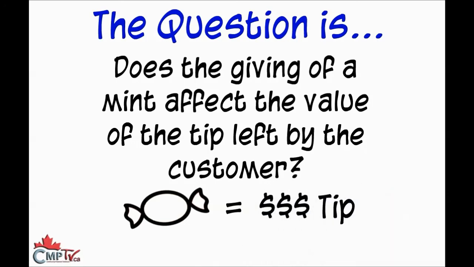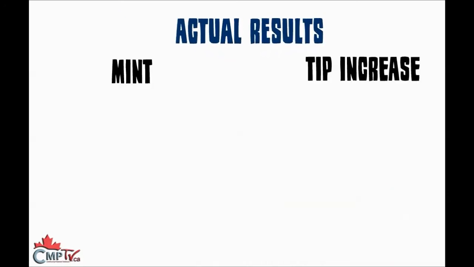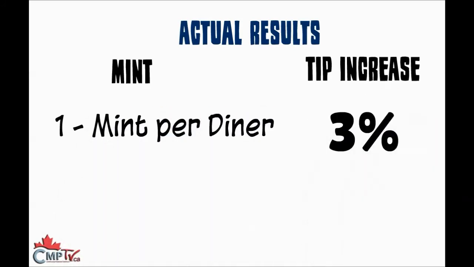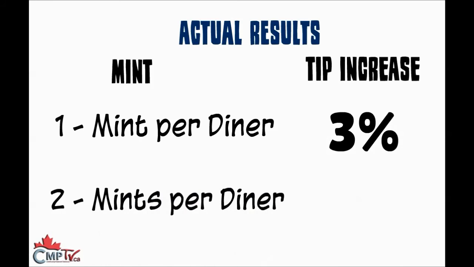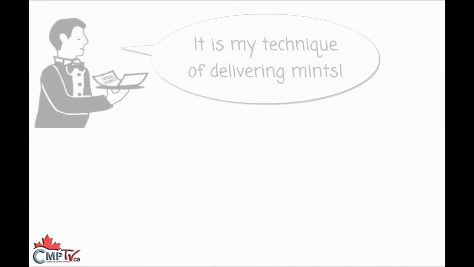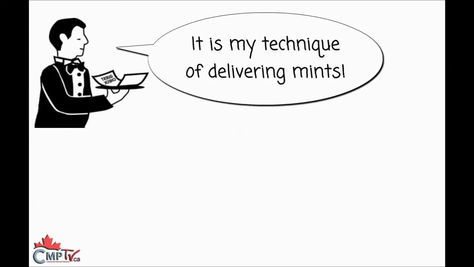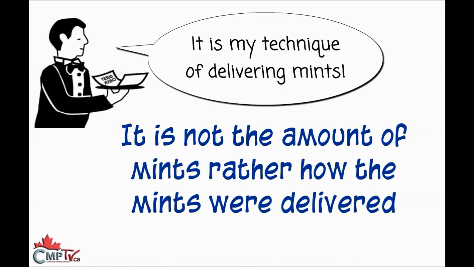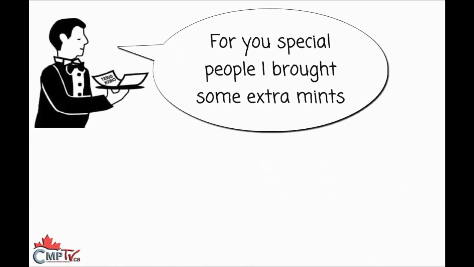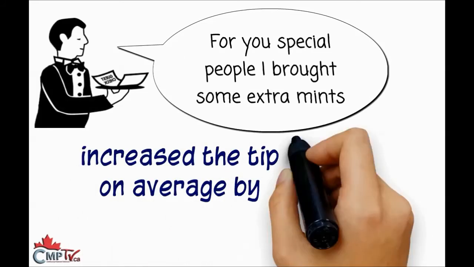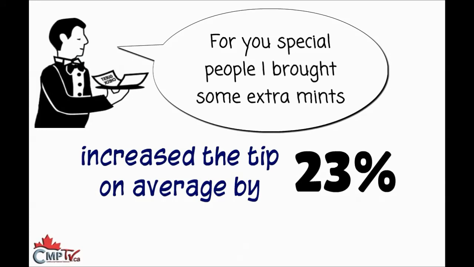By bringing each member of the waited table a single mint, it resulted in a 3% increase on the average tip amount. But by bringing 2 mints per diner, the average tip increased to 14%. But the most substantial increase came not from the amount of mints, rather how the mints were delivered. A waiter that approaches a table and says, "For you special people, I brought you some extra mints," actually increased the tip on average by 23%.